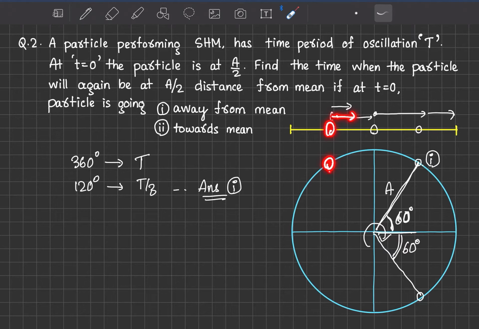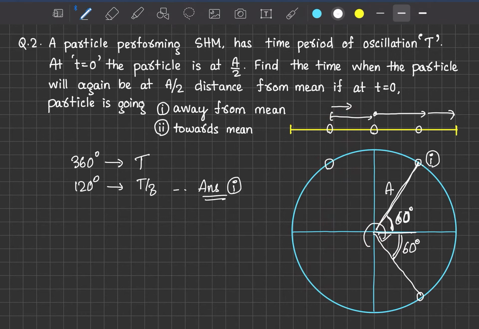Towards mean means, again we have 2 points, the bottommost point or the topmost point. In the bottommost point, for clockwise motion of the particle, this particle will be moving this way, and for the topmost point it will be moving this way. So corresponding which point do we need? The topmost point, because the SHM should be towards mean here.